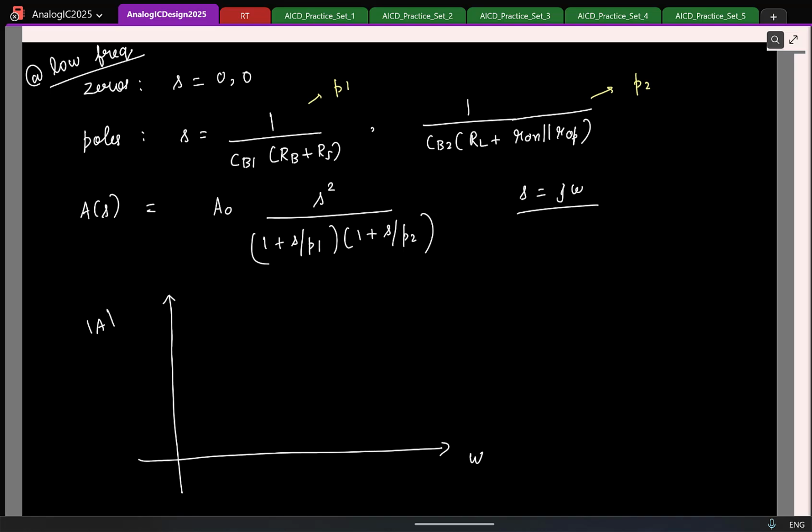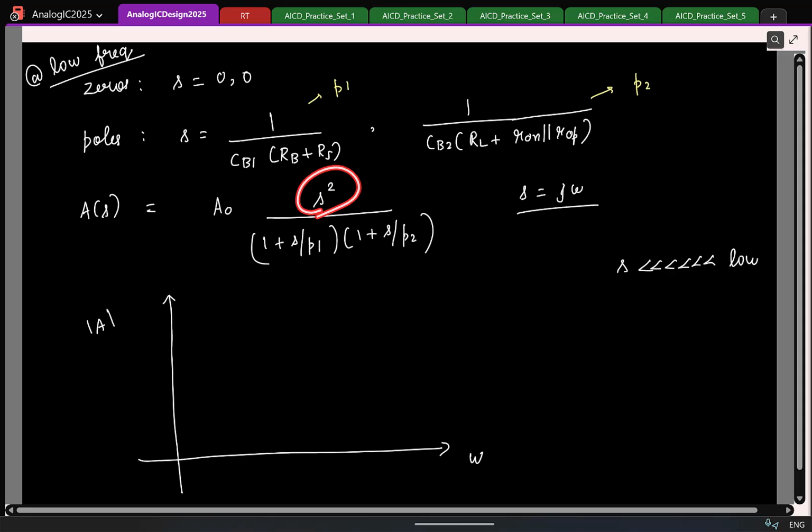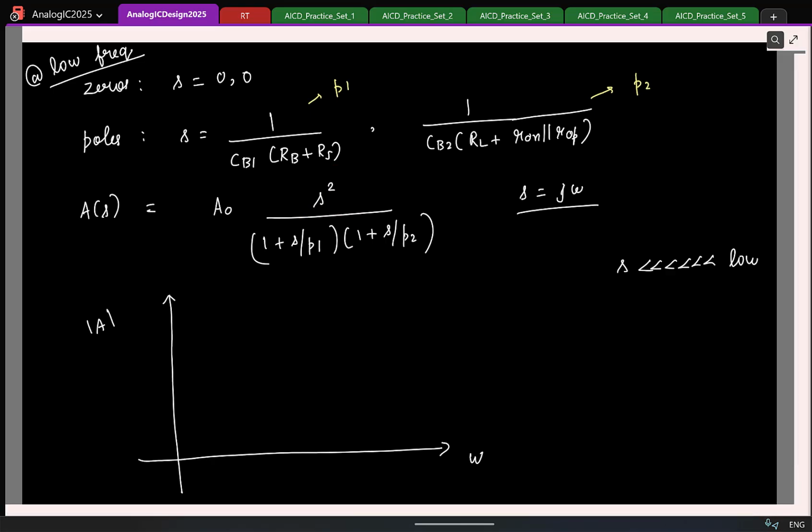Okay, at very low frequencies, among these, which will dominate? S square is there, 1 plus S by P1, 1 plus S by P2. Let's look at really low frequencies. What will dominate? The S square term will dominate, correct? So how will the Bode plot look corresponding to S square? Omega square. So how will that look if I plot in log scale? This.